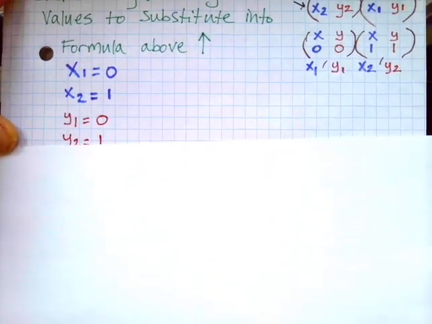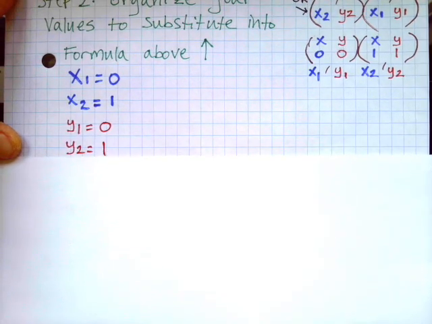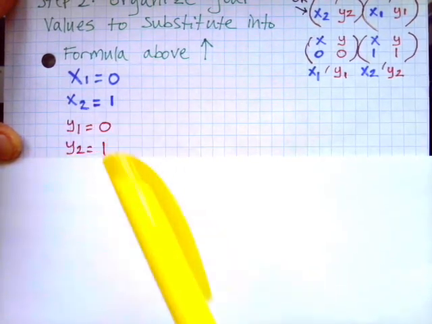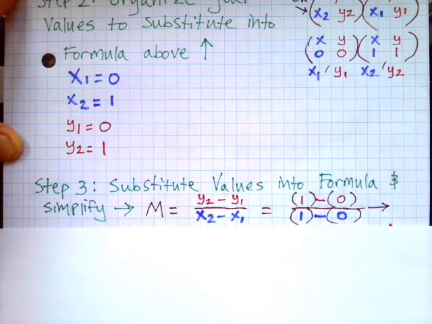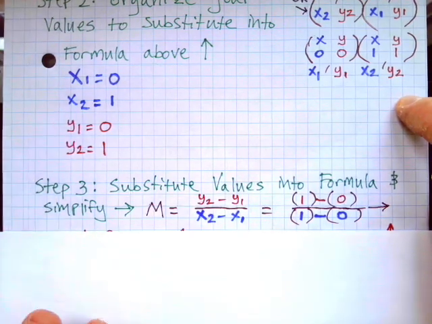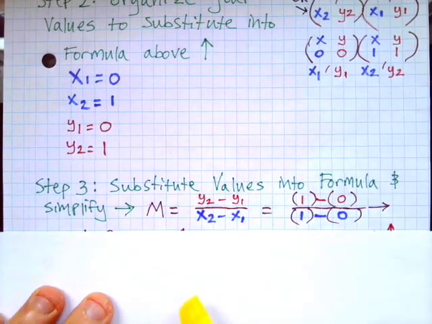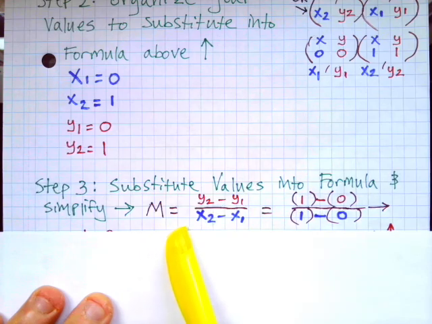I would like to substitute these values I organized right here into the formula. Right? Substitute the values into the formula and then simplify using order of operations. So I'm going to use the formula slope, or m, equals y2 minus y1 divided by x2 minus x1. Right? And the equal sign is me substituting these values.